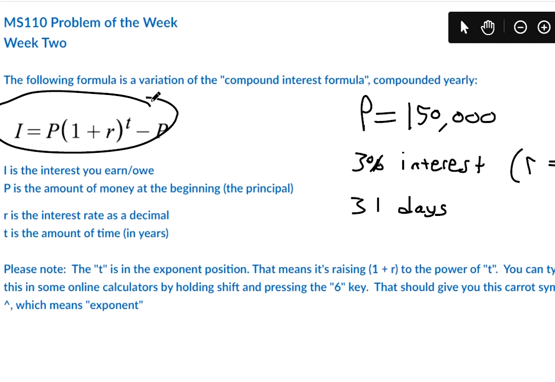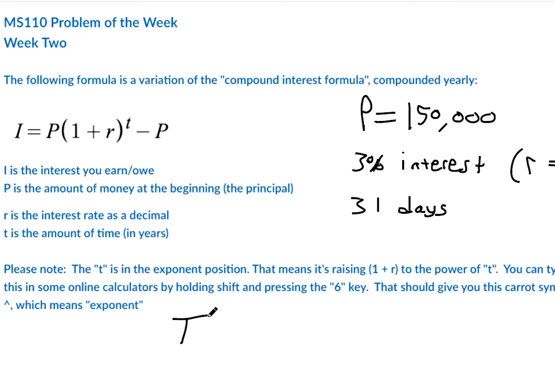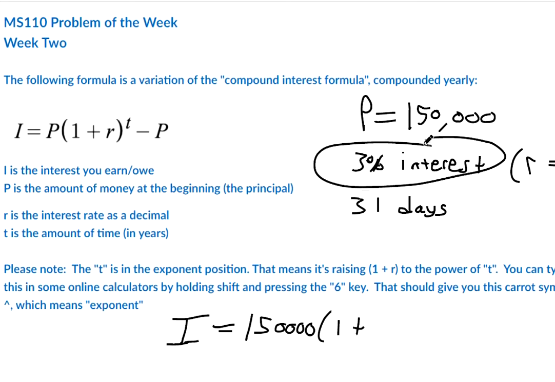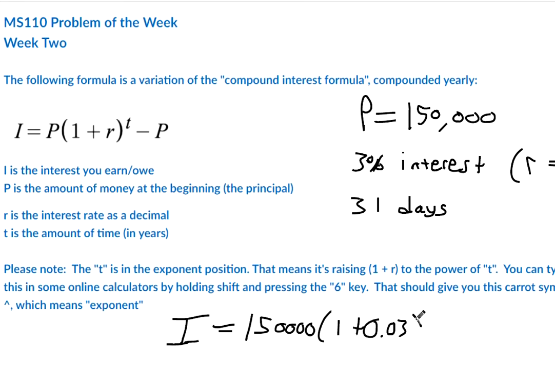Okay, so what we want to do is find out how much interest we owe by using this formula. So interest is I. The principal is the starting amount of a loan, so that's $150,000. The rate, for mine, I'm using 3% interest. Just make sure to use that as a decimal. And look, time is in the superscript position. That means time is going to be an exponent. And I'll show you how to calculate that nice and easily with an online calculator in just a second, okay?